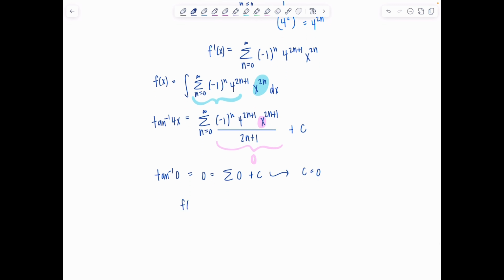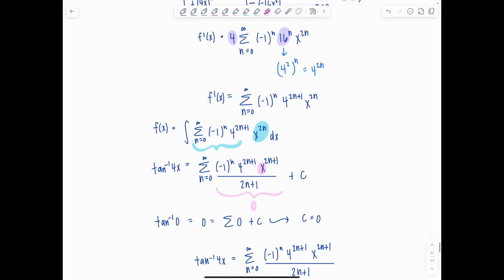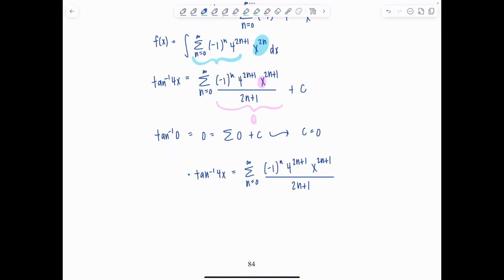Okay, so then f of x, or let me just say tan inverse of 4x, is the sum, n equals 0 to infinity, negative 1 to the n, 4 to the 2n plus 1, x to the 2n plus 1 over 2n plus 1. And then let's just compare. Are we done? All I need is an x to the 9th. Ugh, I can do that. No big deal. Multiply by x to the 9th. And then we should be good.